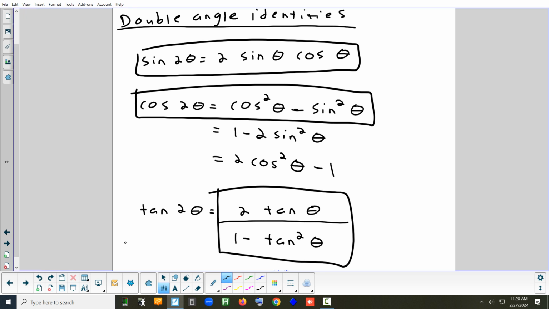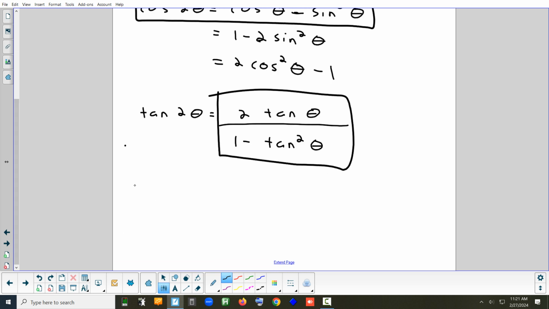Well, let's take a second and look at this tangent 2 theta. I don't know if I've ever tried to figure that out. How can we write tangent 2 theta instead of writing it tangent 2 theta? Let's start off by turning it into sine 2 theta over cosine 2 theta. Okay, and work from there.